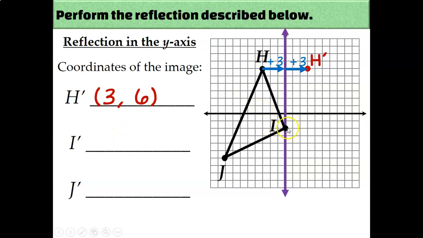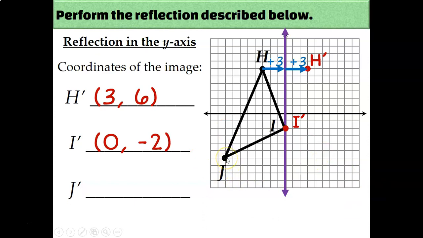Let's try I. Well, hold on a second. I is on the line of reflection. So how do I get from I to the line of reflection? I don't do anything. I is just going to stay I. If you have a point on the line of reflection, it doesn't go anywhere. It just stays exactly where it is.